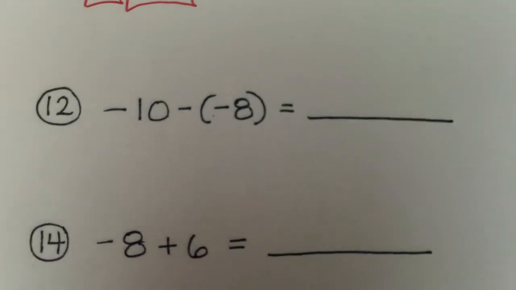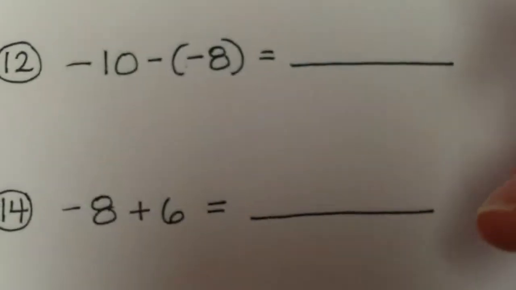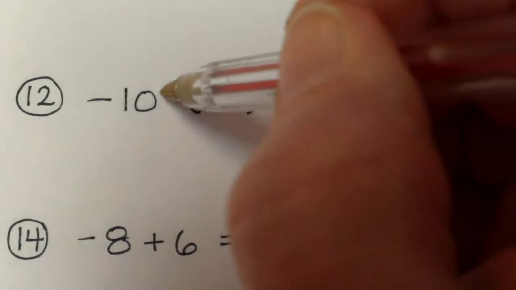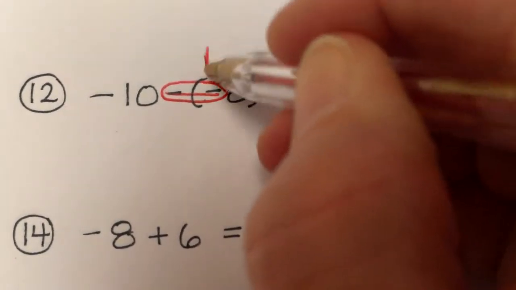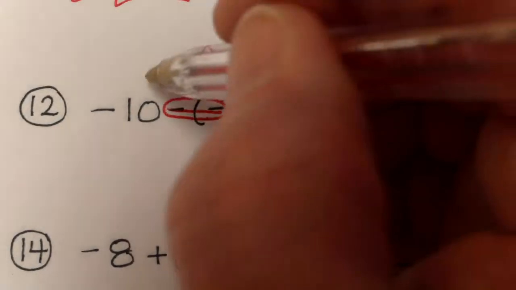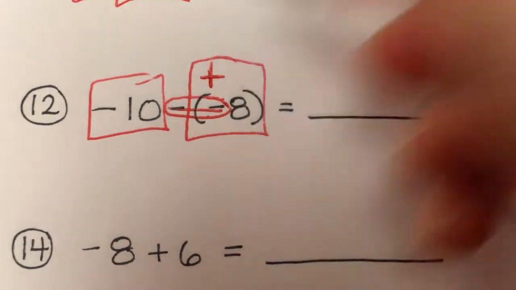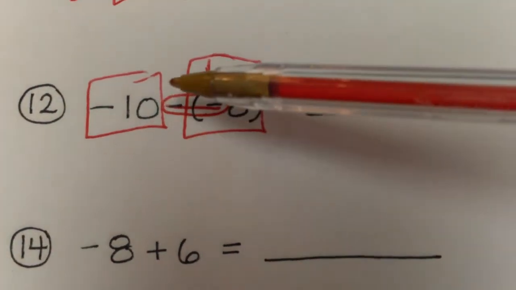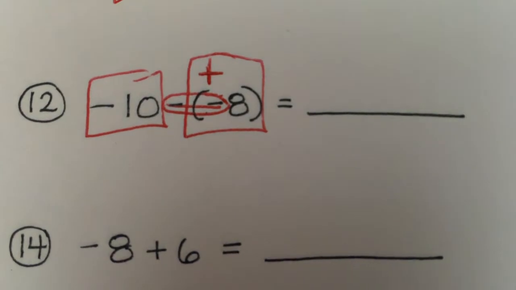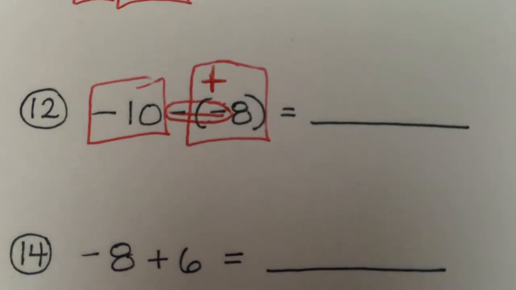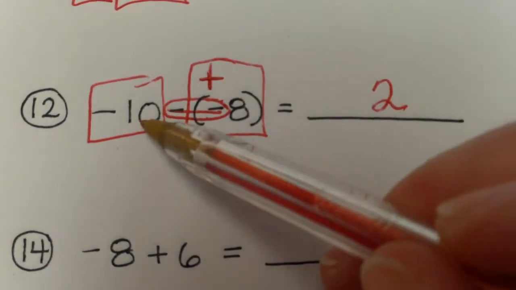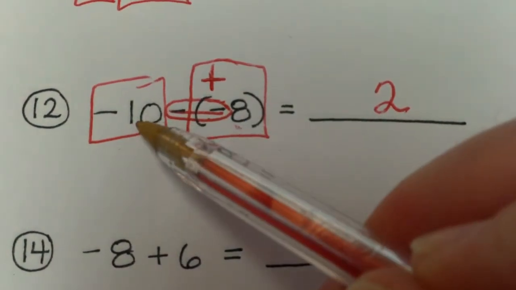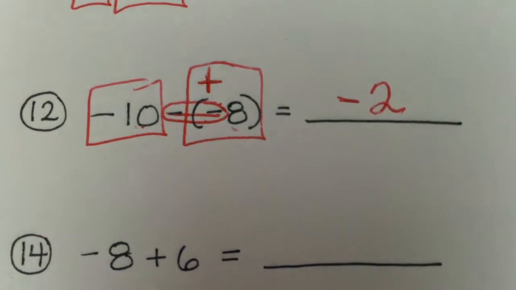Number 12, 10 minus negative 8. We have a double negative there, so that double negative becomes a positive. We then box our integers. Once we box our integers, we see we have a negative and a positive, meaning opposite signs. Opposite signs subtract. 10 minus 8 is 2. The larger integer is 10, which has a negative sign with it.